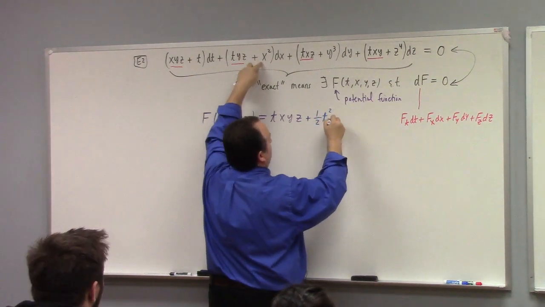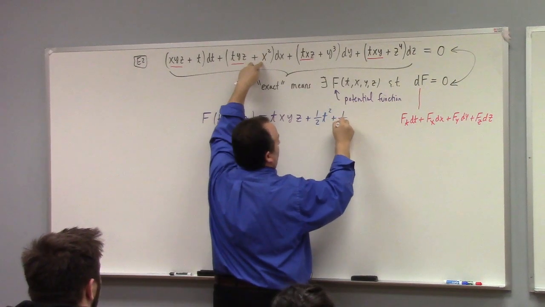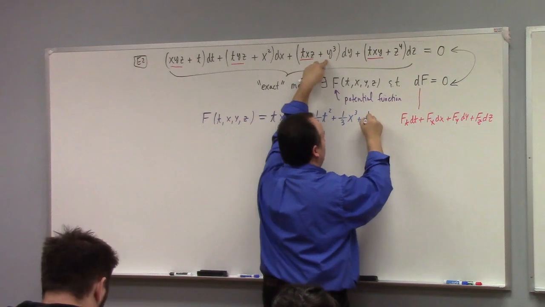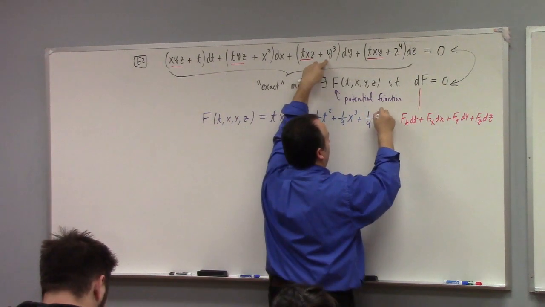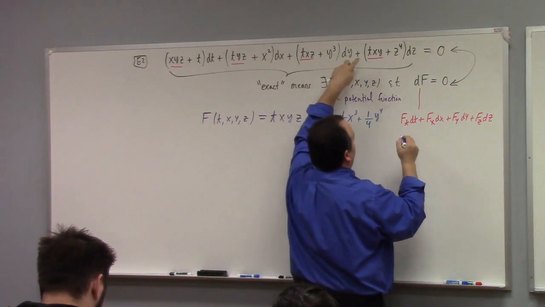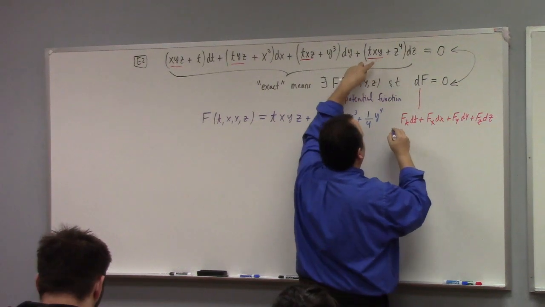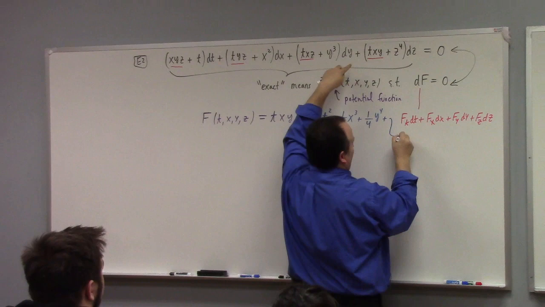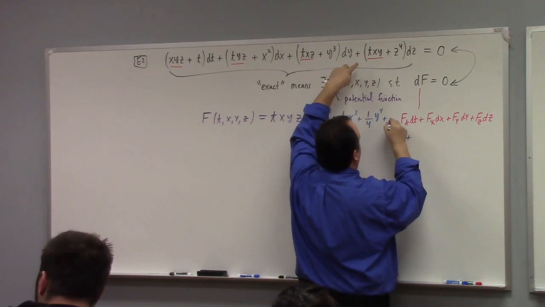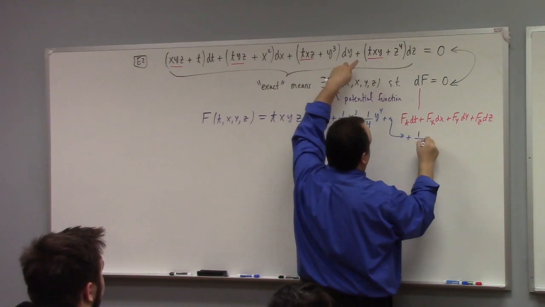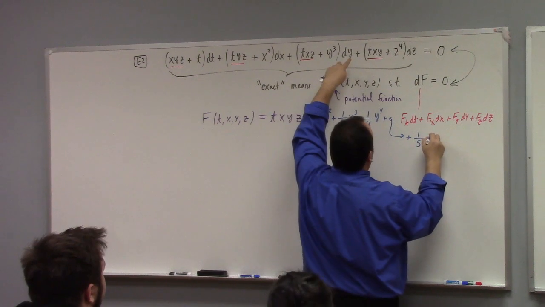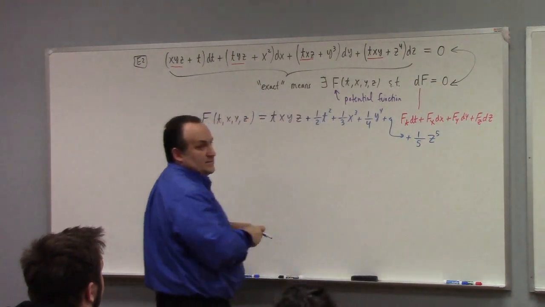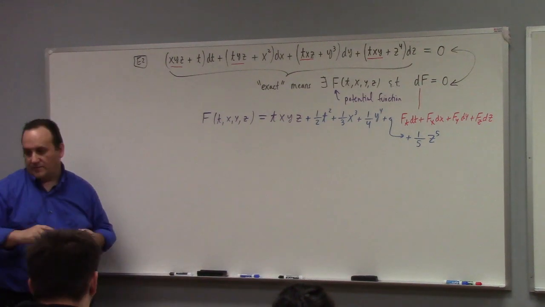But if we did this one, we pick up a 1/3 x cubed. This picks up a 1/4 y to the 4th, and I regret my choices. Plus, fine, I'll do it like there. And my apologies about the double plus again. I still haven't learned. 1/5 z to the 5th. And so there you go. That's the potential function here.